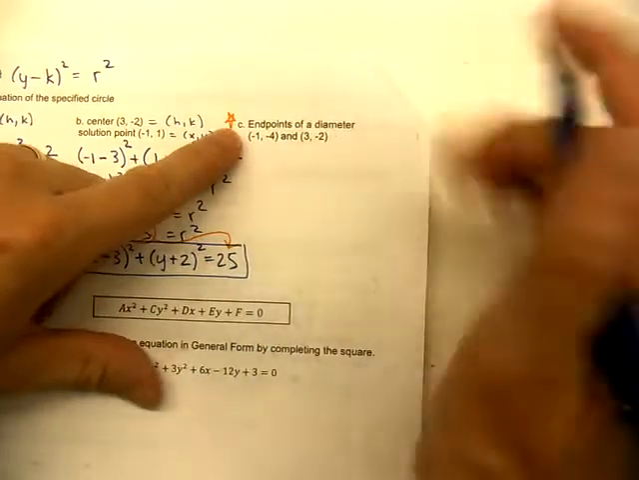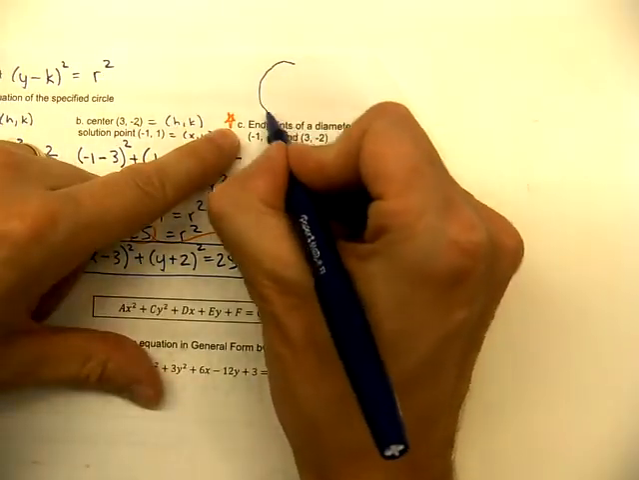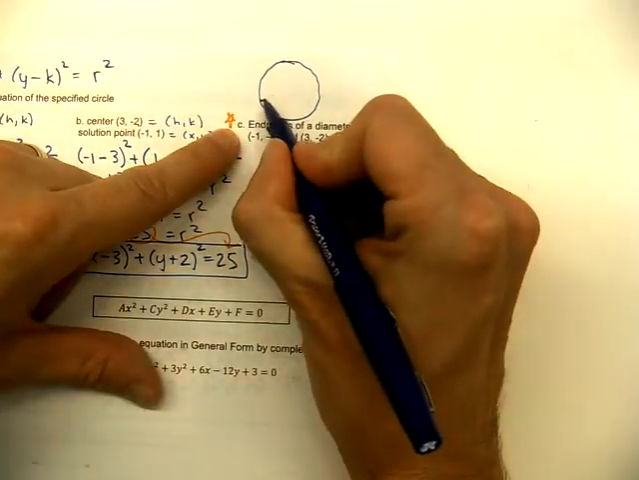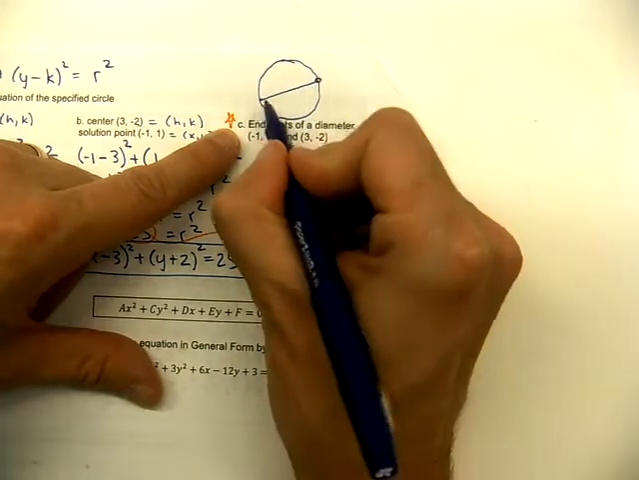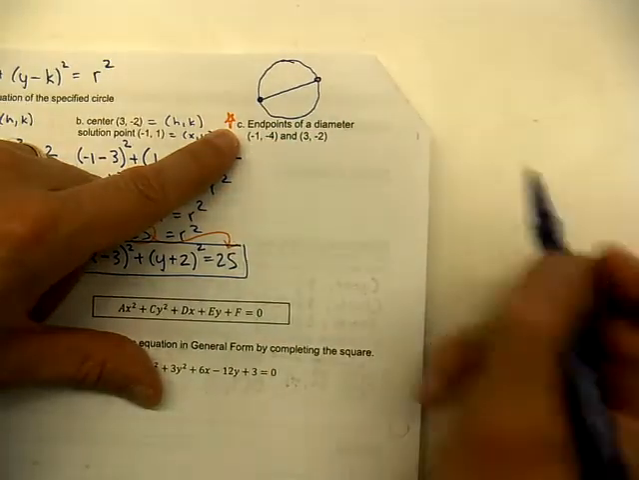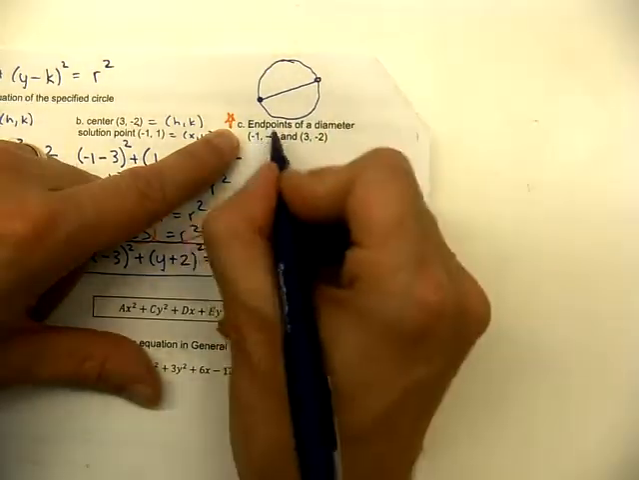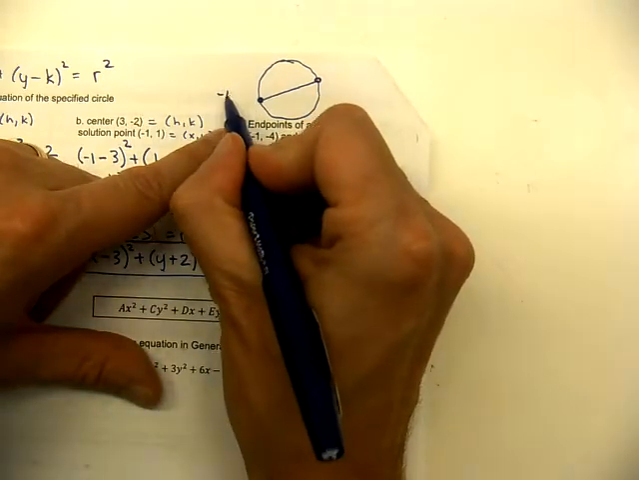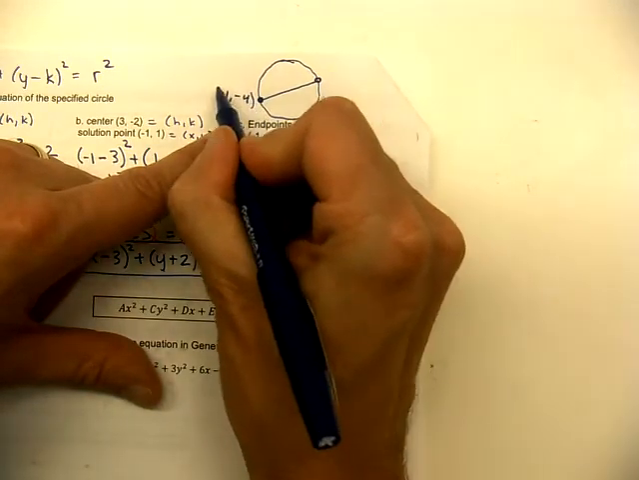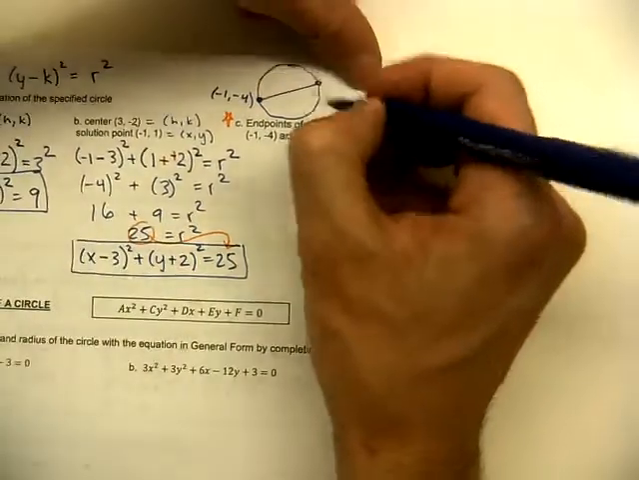So again, it can be super helpful to draw a diagram to explain what we have here. I'm not plotting points. I'm just labeling an illustration. There's my diameter. One of those endpoints is at negative 1 comma negative 4, and the other one is at 3, negative 2.